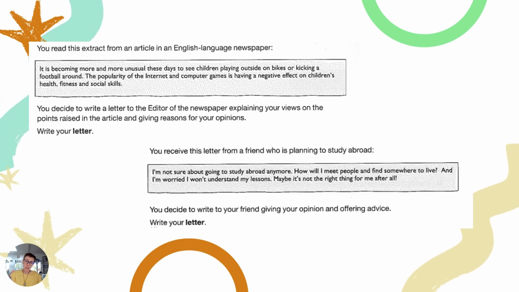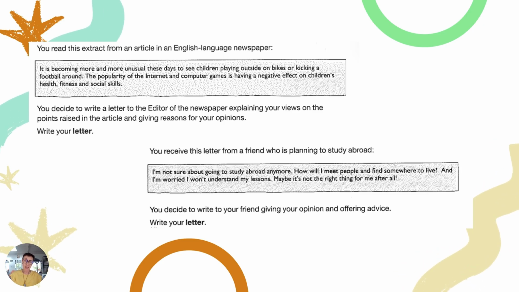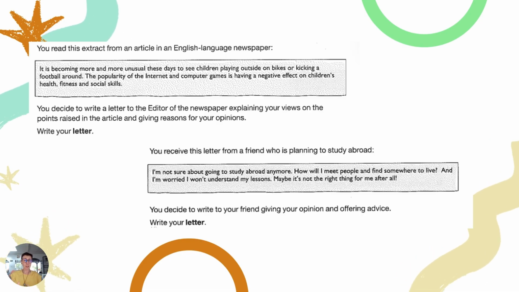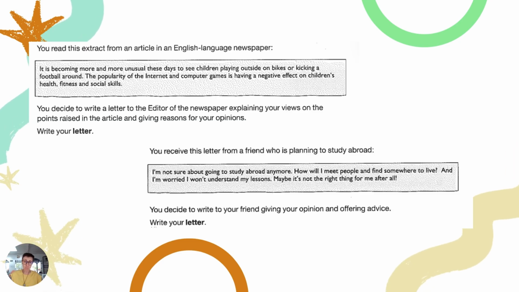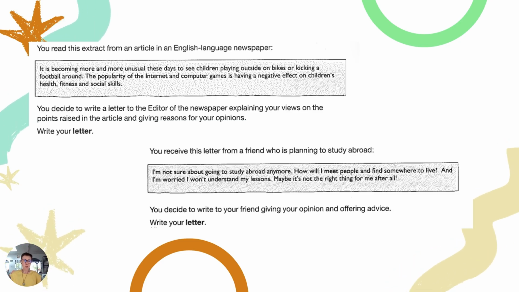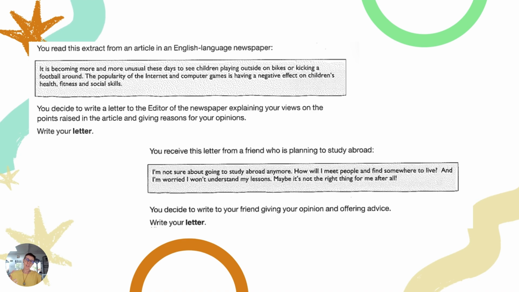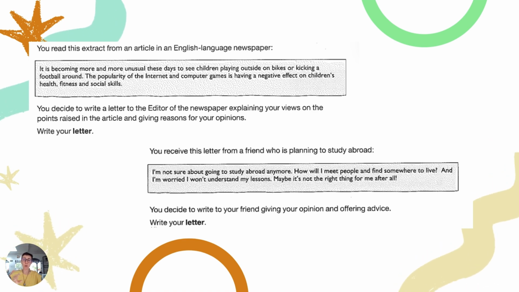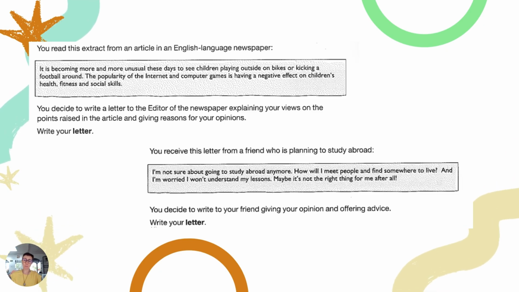The second example here is more informal. This is a letter to a friend, giving your opinion and offering them advice about their situation. So in this case, it's a friend who's planning to study abroad, and you have to tell them what you think, basically. In my opinion, a letter or an email is a good option because we all know how to write letters, we all know how to write emails, and especially if we get the letter to a friend, I find this, in my personal opinion, to be a really good choice for the exam.